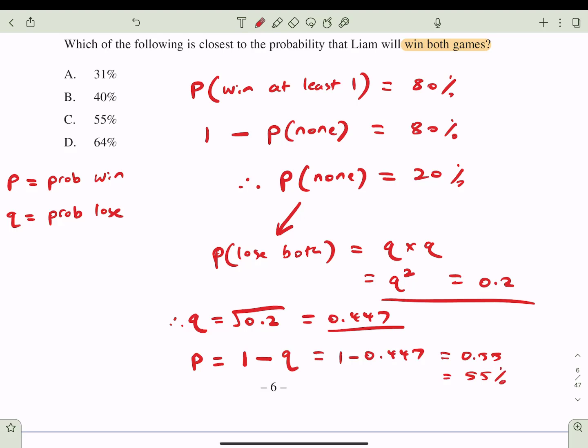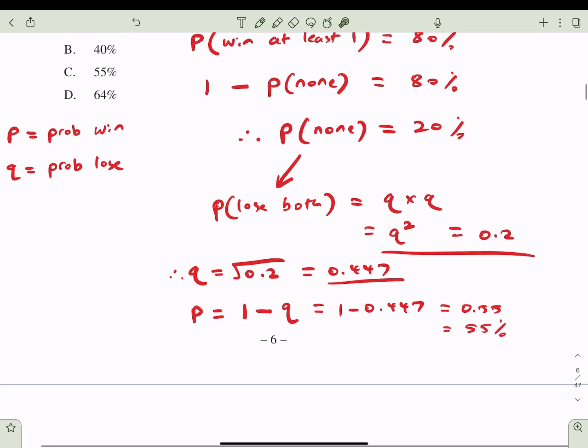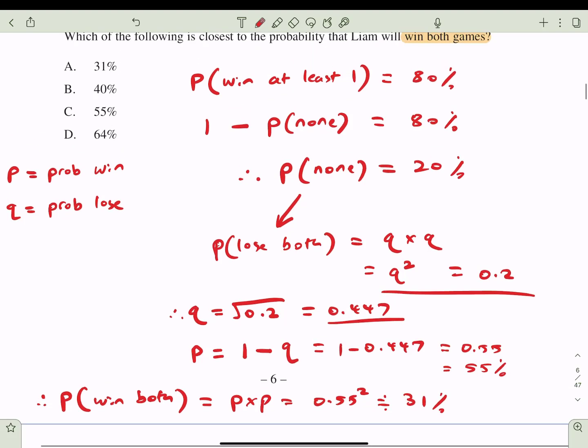Okay? Now, finally, the question is not asking us for the probability of Liam winning one game. The question is asking us for the probability of Liam winning both games. And if we try to find that, the probability of winning both is going to equal P times P, which is equal to 0.55 squared, and that's going to be around 31%. So once again, approximations. So my answer, therefore, is A.